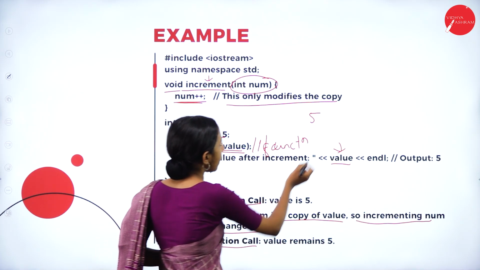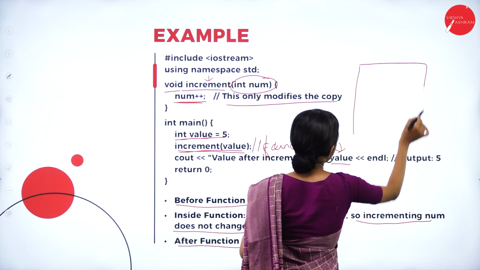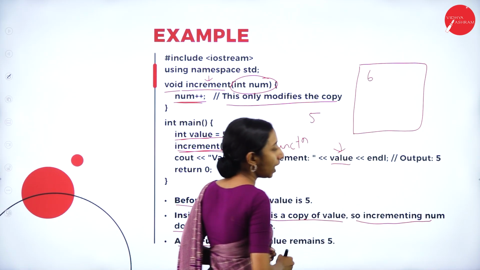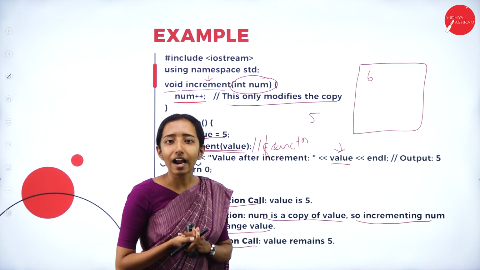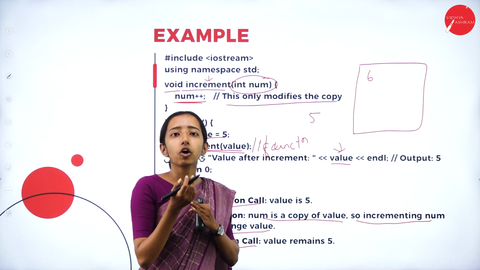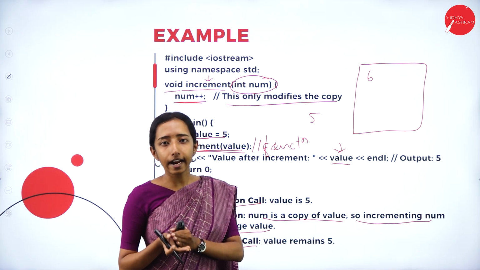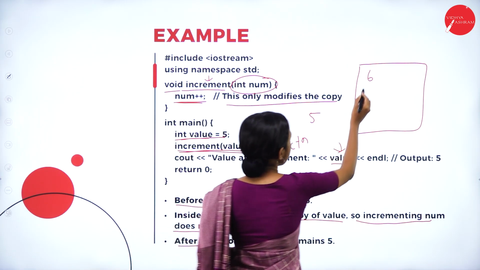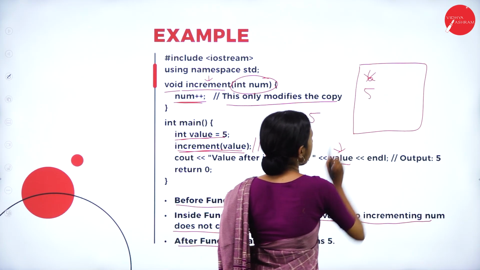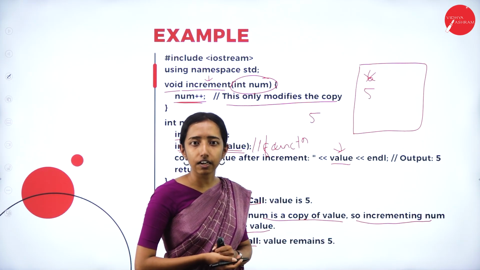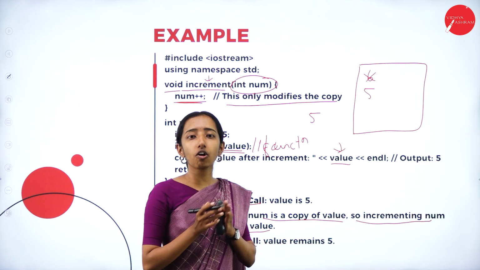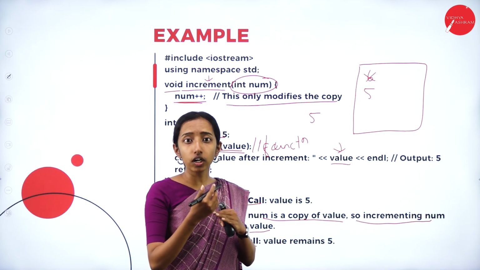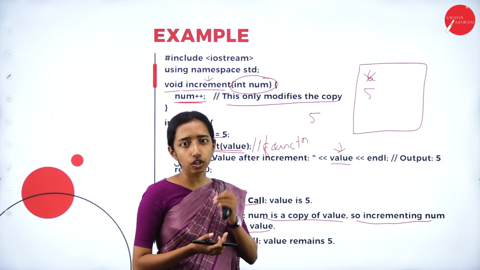On the output screen we should get 6, but we are not passing the address. We are just passing the copy. We are not passing the address. So on the output screen we will get the value 5 only. Why? Because it is a copy of the argument. It does not have the address of the actual argument.